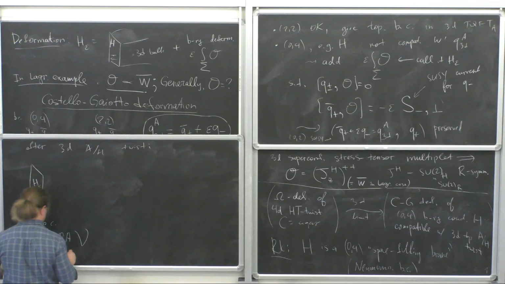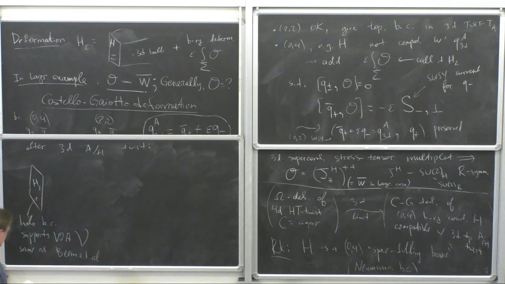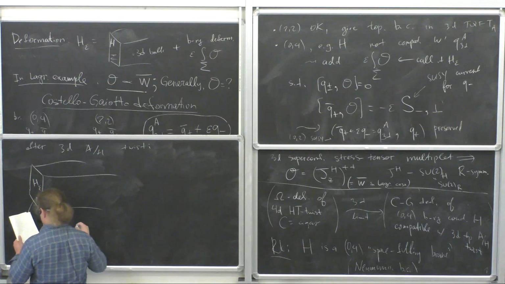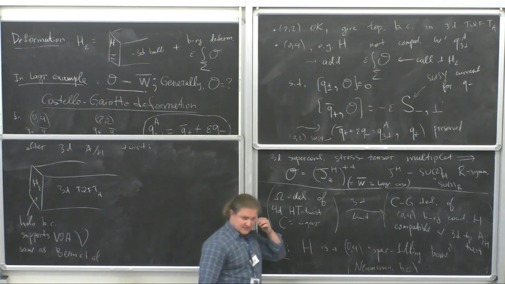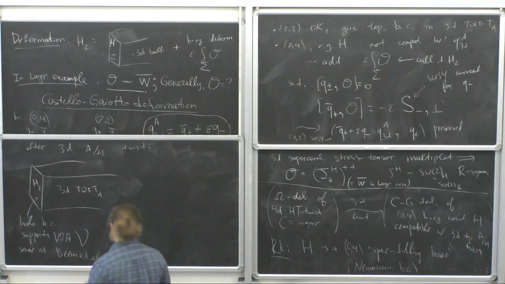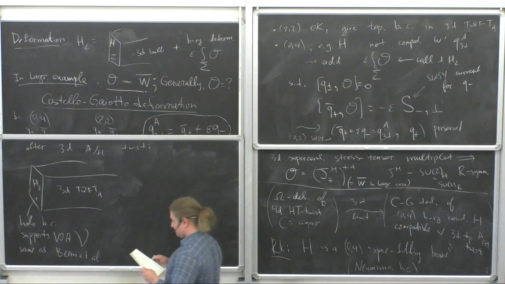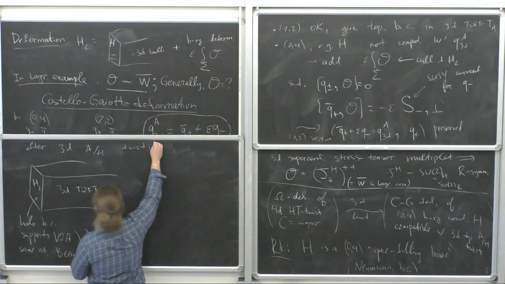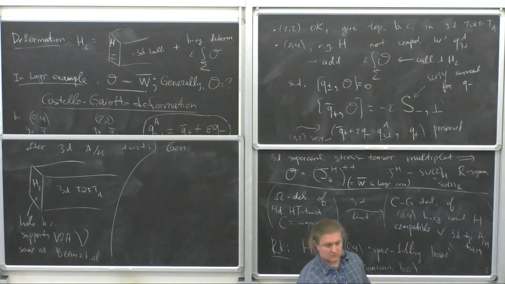Which is the same as the VOA in 4D. And then in the 3D bulk, we have a 3D TQFT A, which, in this precise setting, is non-unitary. By topological twist, you get non-unitary VOAs. Let me list some general properties of this setup. Of course, for a very particular choice of boundary condition.